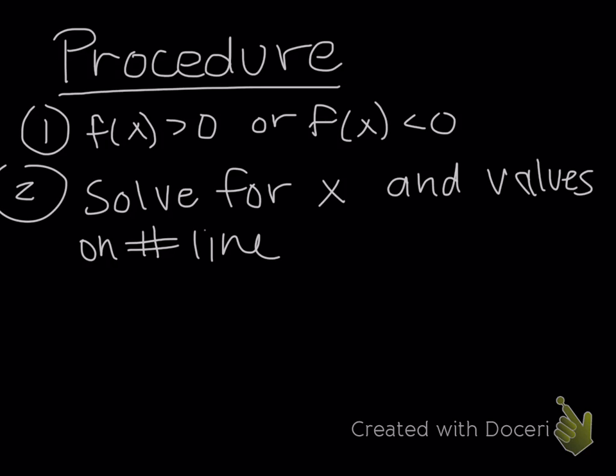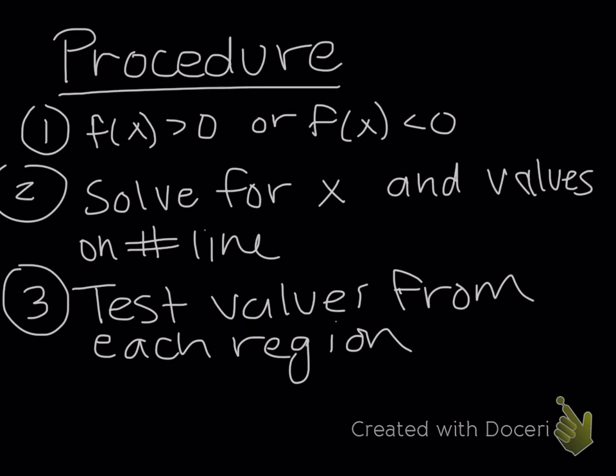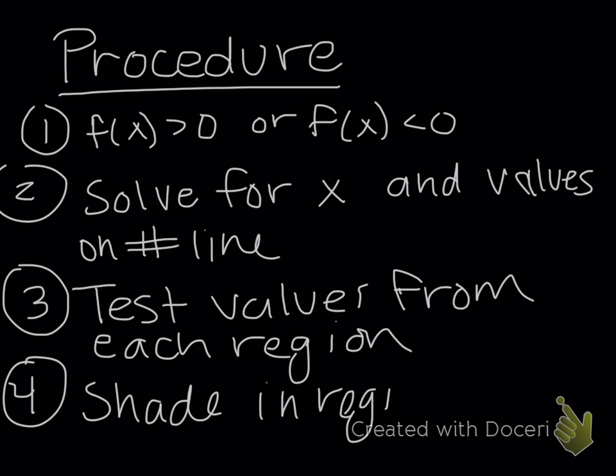After you plot your values on a number line, it's going to break your number line up into sections. So your third step is to test values from each region. And the final step is you would shade in regions that work, or regions that are true statements.